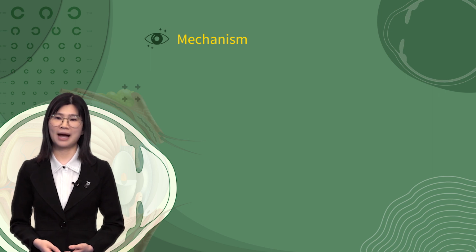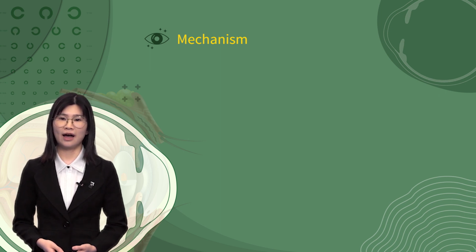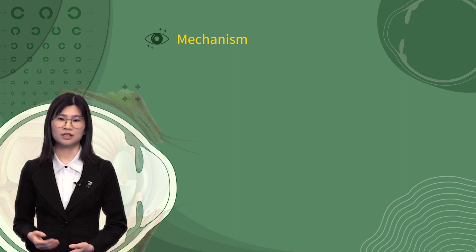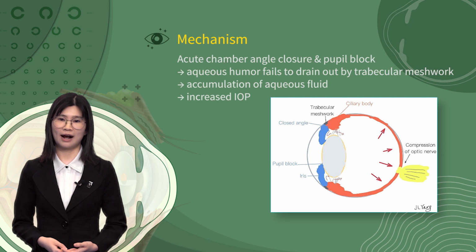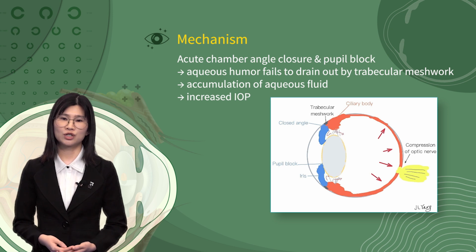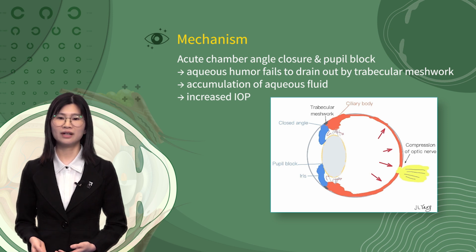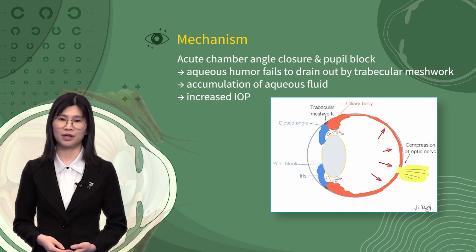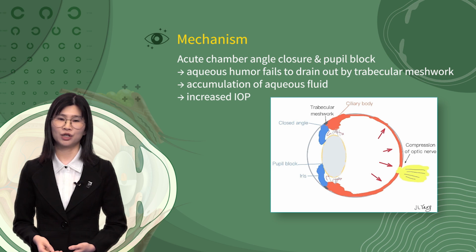High IOP is caused by an imbalance in the production and drainage of aqueous humor. This picture shows what exactly happens in the eye during an acute angle closure glaucoma attack. We can see the anterior chamber is shallow, and the angle is closed and blocked by the pupil, preventing the aqueous humor from draining out through the trabecular meshwork. Aqueous humor has to flow in the opposite direction, gradually accumulates within the eye, and eventually leads to raised intraocular pressure. High IOP can cause optic nerve damage and corneal edema, resulting in decreased vision and pain.